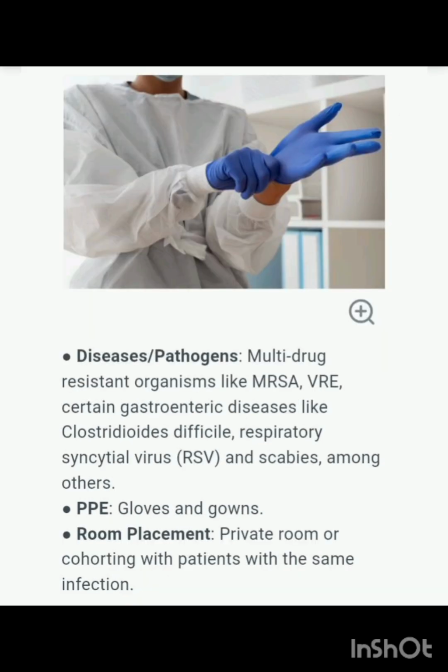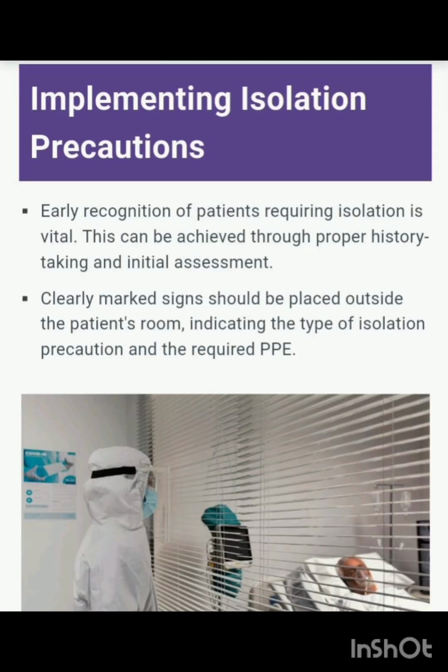3. Contact precautions. Diseases or pathogens here are multidrug-resistant organisms like MRSA, VRE, certain gastroenteric diseases like Clostridioides difficile, respiratory syncytial virus (RSV), and scabies, among others. Room placement: private room or cohorting with patients with the same infection.